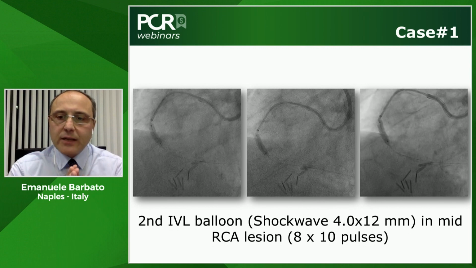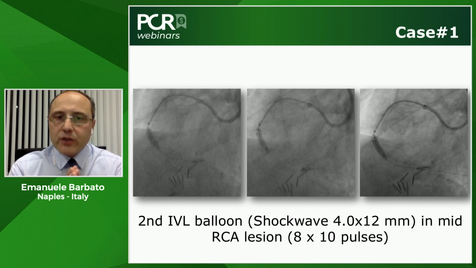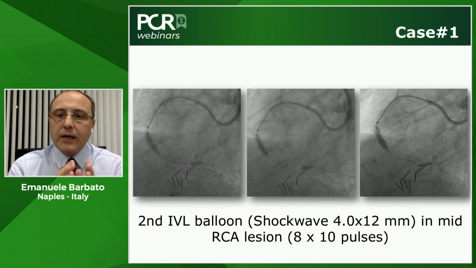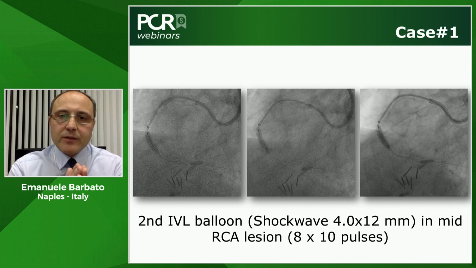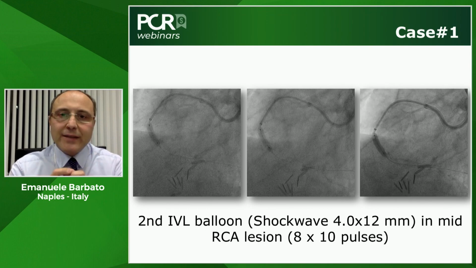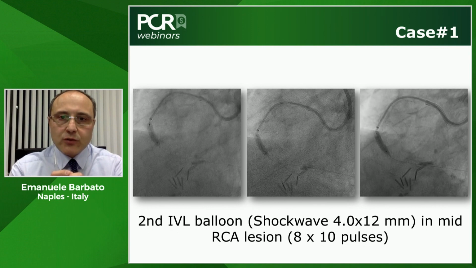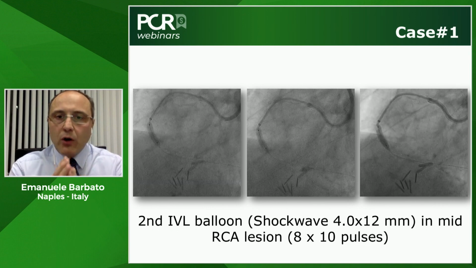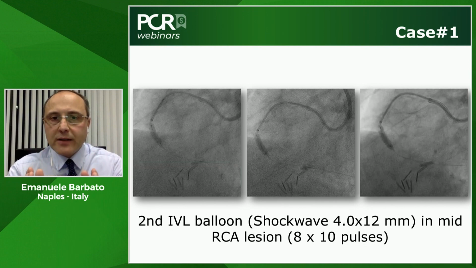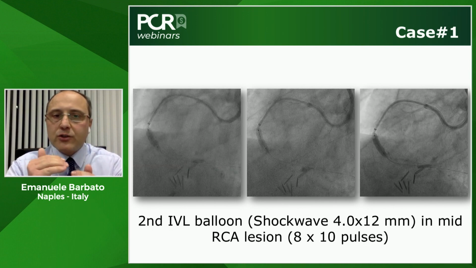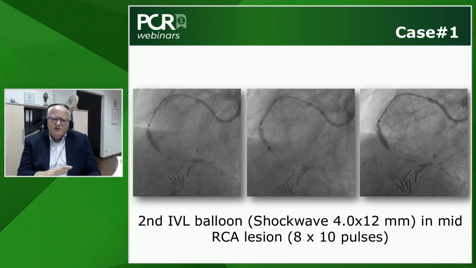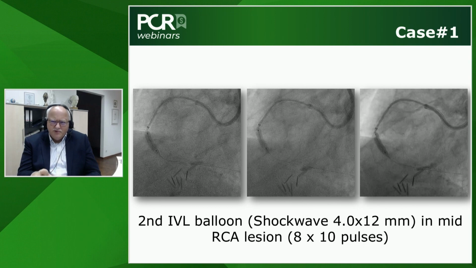Let's remind again our colleagues that with each intravascular lithotripsy balloon, each shockwave balloon, we have the chance to deliver 8 times 10 pulses. So 8 cycles of 10 pulses with a total of 80 pulses. The question is, do you always use for that given stenosis all 80 pulses, or do you have a threshold beyond which you stop? So in general, I attempt to take the full range of the 8 times 10 pulses.